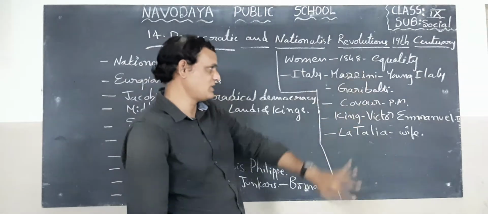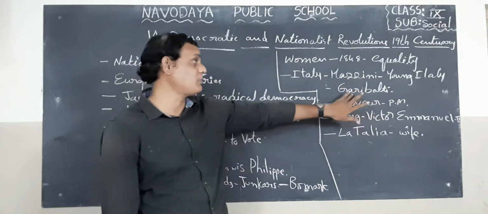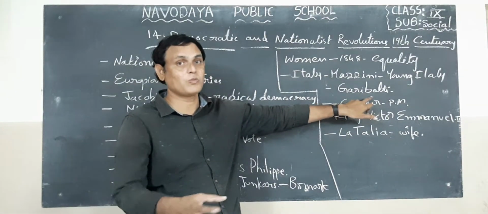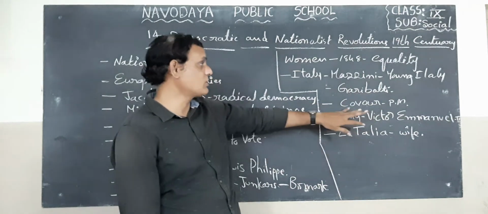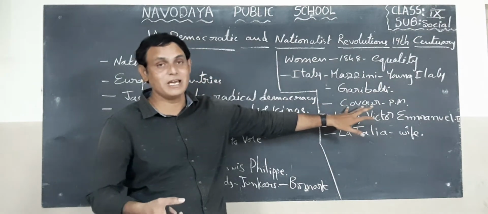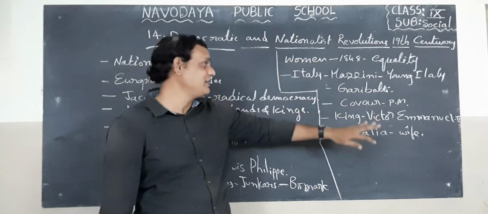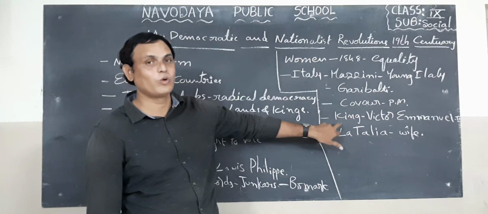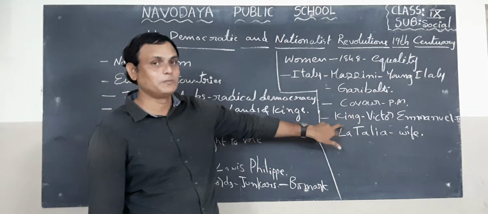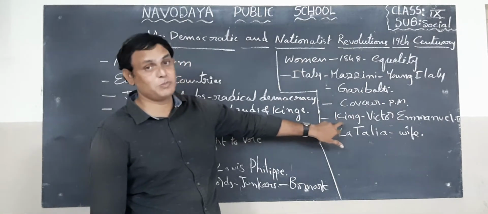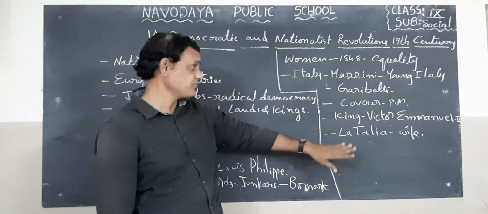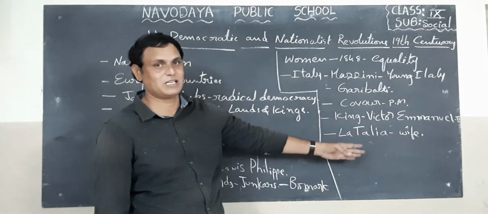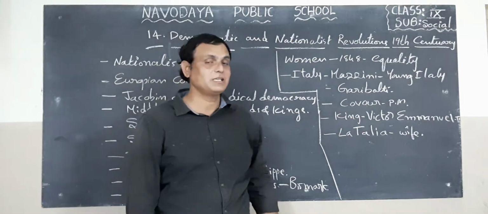For example, Joseph Mazzini. After Joseph Mazzini, Garibaldi also came. Along with his troop, he occupied the southern part. Next one, Count Cavour. They announced Count Cavour as their PM, Prime Minister. They announced their king, Victor Emmanuel II. Actually, this kingship is a ceremonial one, I think. His wife is La Talia, but the people didn't know about his wife La Talia. So that is happening, children, here.